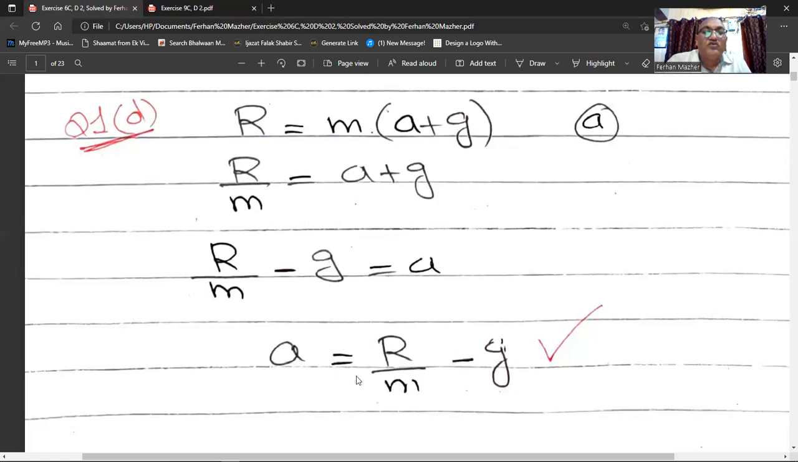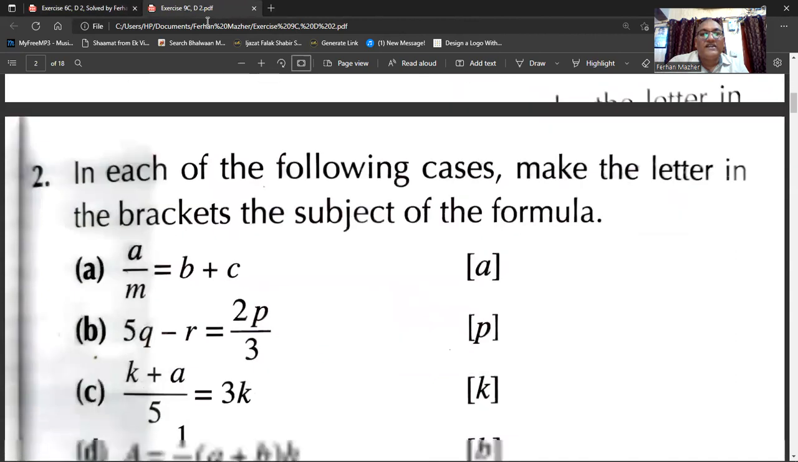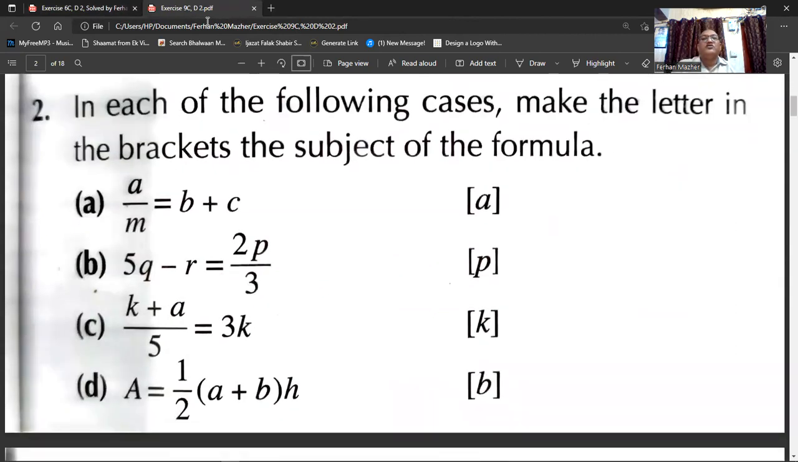So A will be equals to R by M minus G. So this is how you will do this question. So that was question number one, the D part. Okay, so we will go to the next question. The next question is question number two.